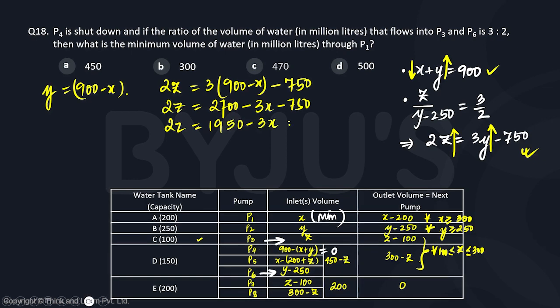Now, if we look at the two conditions that we have on x and z, it is known that x is greater than or equal to 200, and z is greater than or equal to 100 and less than or equal to 300.